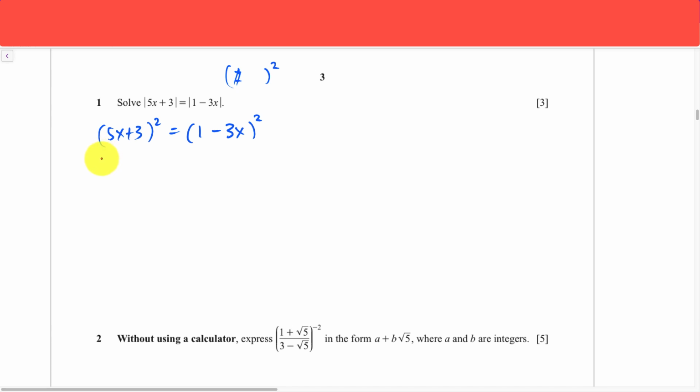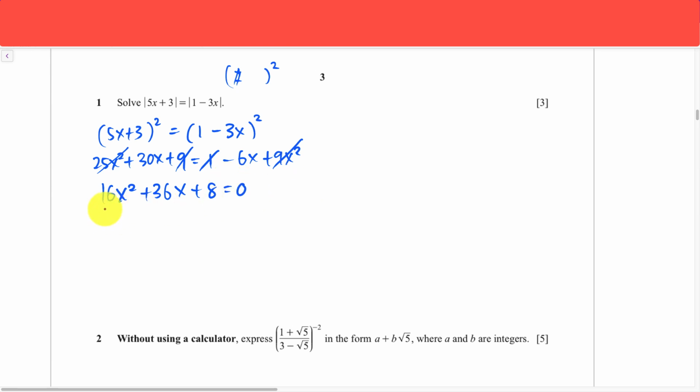So I just expand this one quickly. I will get 25x squared plus 30x plus 9 equals 1 minus 6x plus 9x squared. Then I move this around, I will get 16x squared, and then 36x, and then positive 8 equals 0. So I will divide the whole equation by 4, because the numbers can be divided by 4. So I get 4x squared plus 9x plus 2 equals 0.